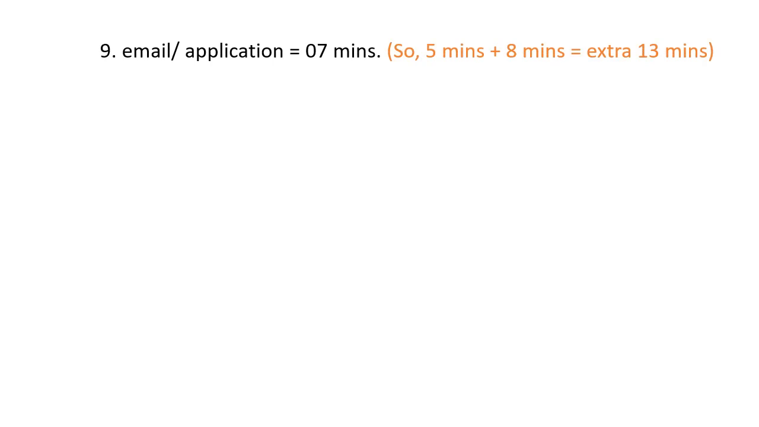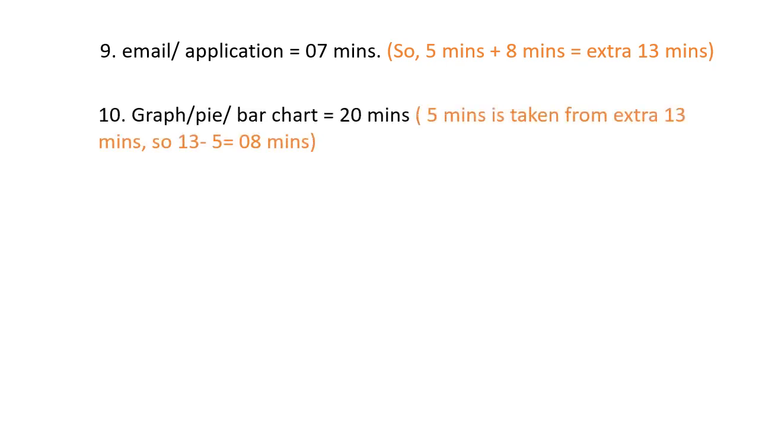Number 9, email or application. For it, 7 minutes. So here we also get extra 8 minutes and we have 5 minutes before. So together that is extra 13 minutes in hand. Number 10, graph, pie or bar chart, 20 minutes. Here we will take extra 5 minutes. So 5 minutes is taken from the extra 13 minutes. So 13 minus 5 equals 8 minutes left in your hand.